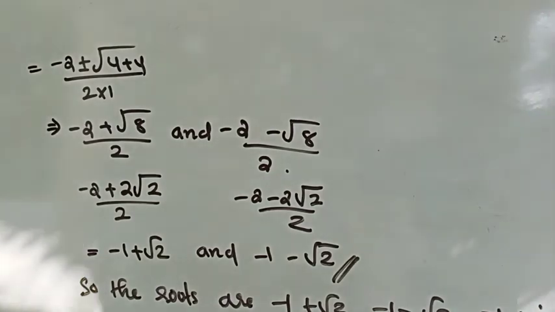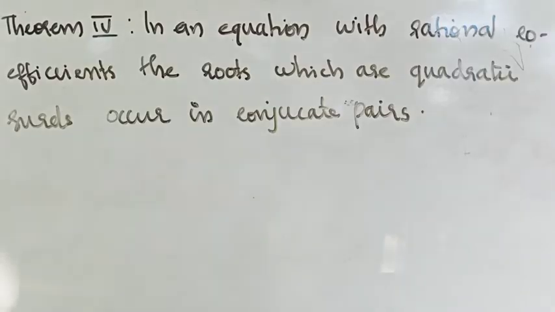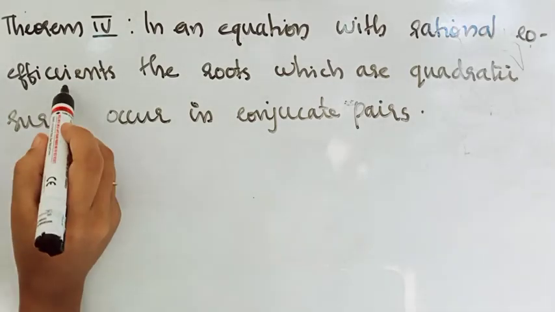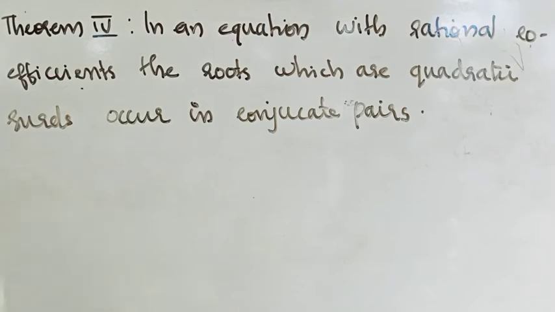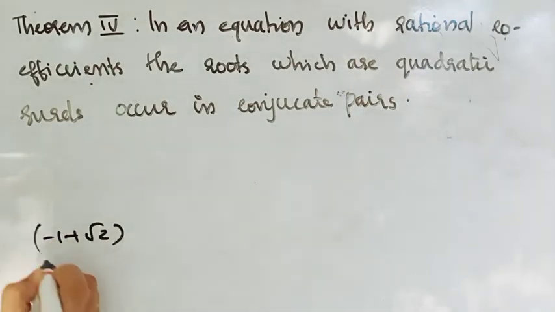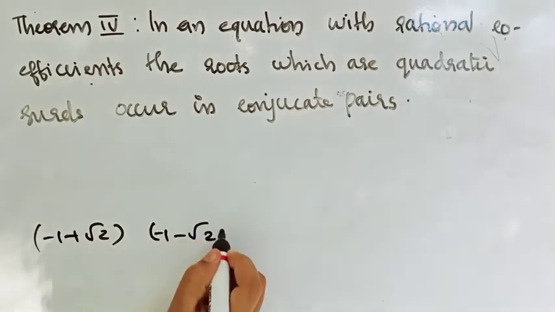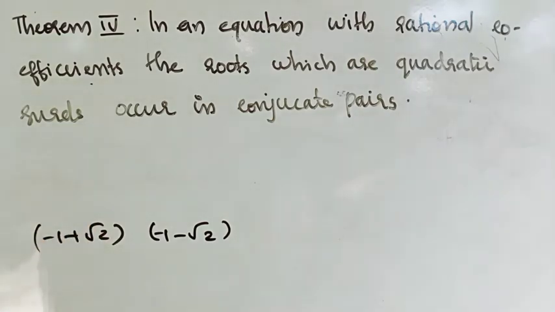Now let us move to another theorem. Theorem 4. In an equation with rational coefficients, the roots which are quadratic surds occur in conjugate pairs. That is, if the equation has rational coefficients and the roots are quadratic surds, they will occur in conjugate pairs. This theorem states that if minus 1 plus root 2 is a root for this equation, then minus 1 minus root 2 will also be a root for this equation. Okay, now let us solve some problems.